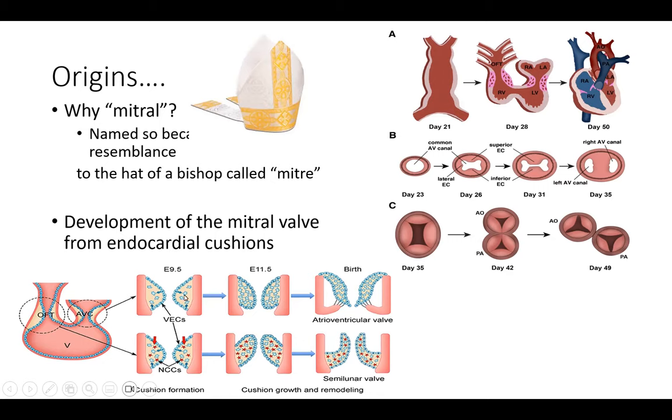So these are the endocardial cushions. I hope you can see my cursor. With invagination and resorption of its attachment to the wall, there is formation of the leaflets, and then the papillary muscles and the chordae tendineae. So we are looking at the first column, that's the AV, the atrioventricular valves. We're not concerned about the lower semilunar valves, which do not have papillary muscles or chordae tendineae.